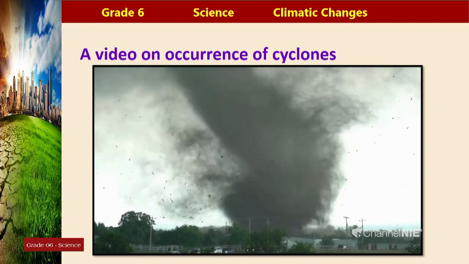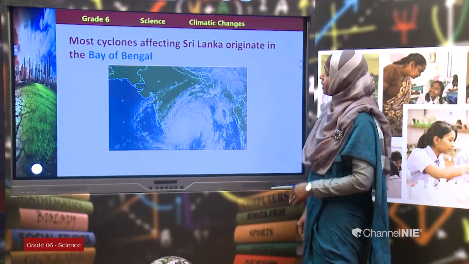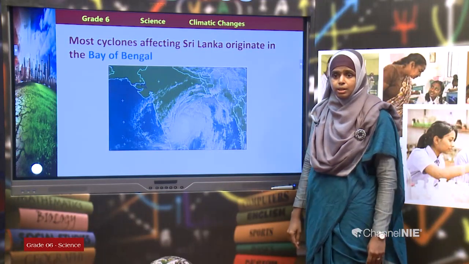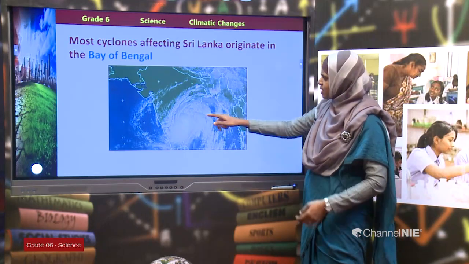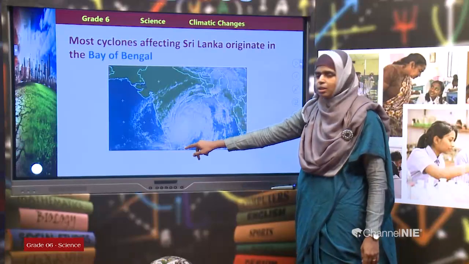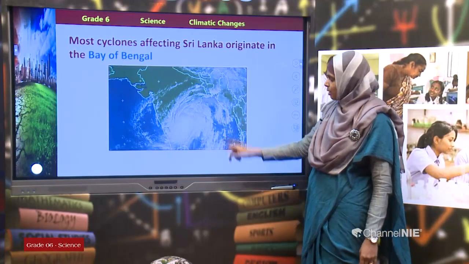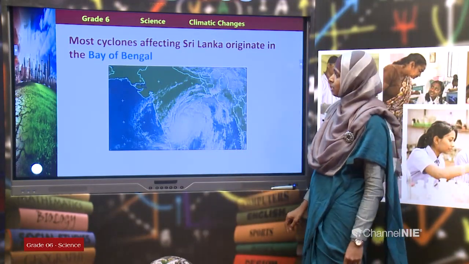Let's see where most of the cyclones occur. Most of the cyclones which affect Sri Lanka originate in the Bay of Bengal. Do you know where the Bay of Bengal is, children? It's around this region. This oceanic region is called the Bay of Bengal. So, most of the cyclones occur in this region and later they migrate towards our country. And whenever they reach our country, they cause most of the destruction.